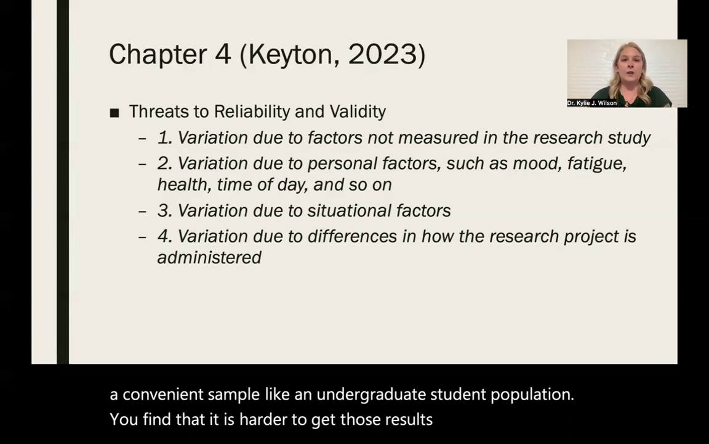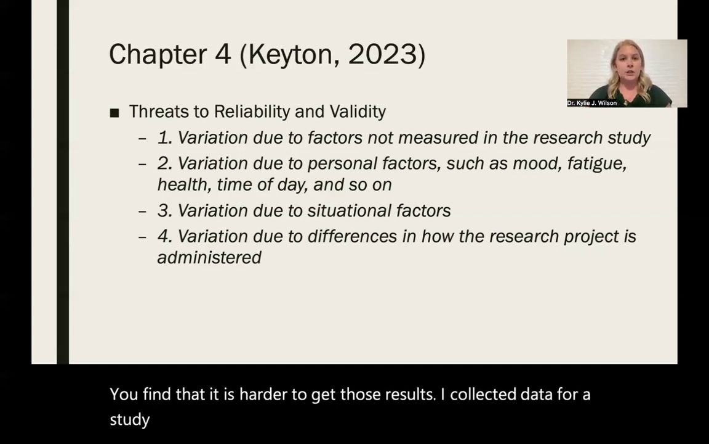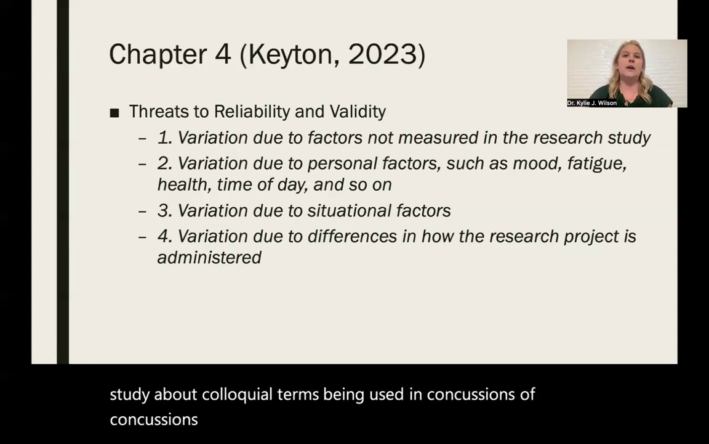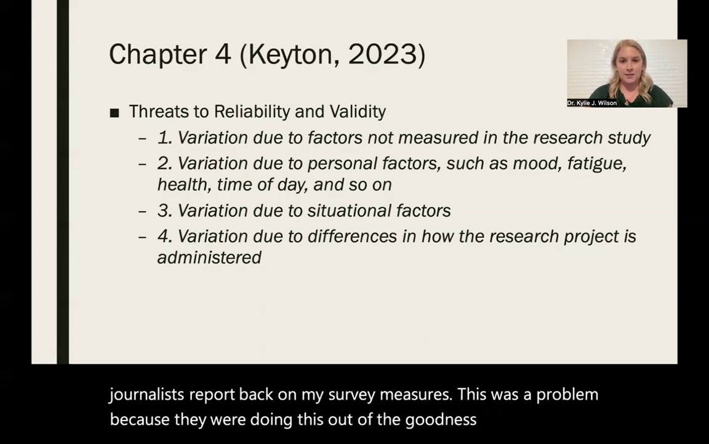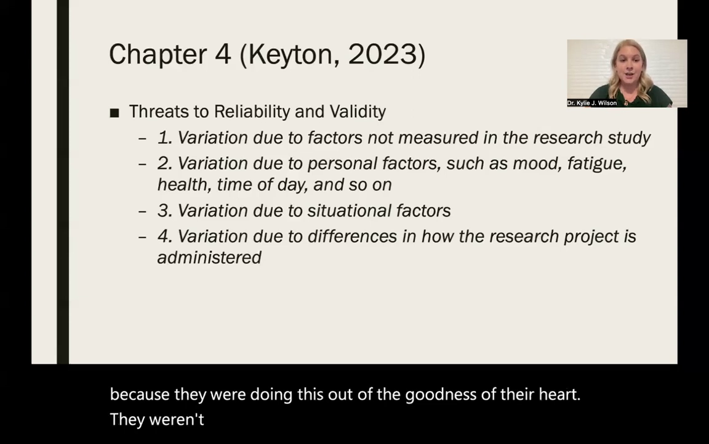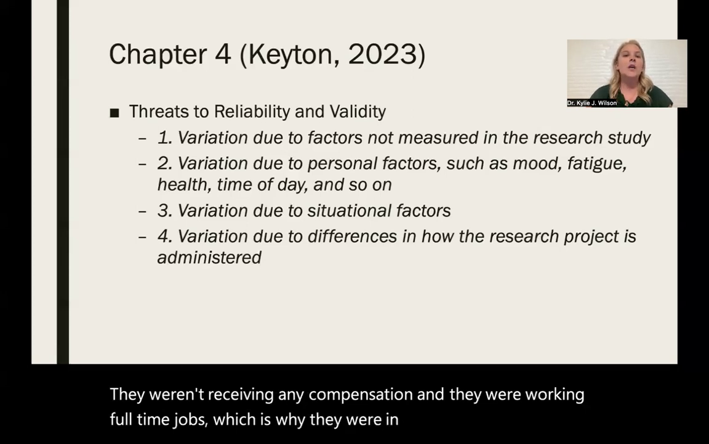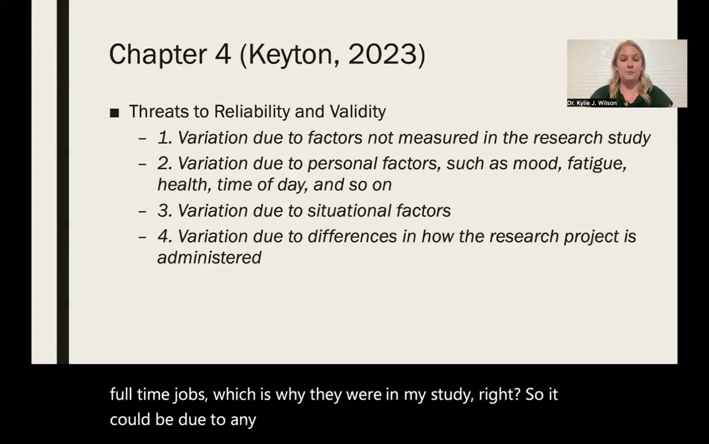I collected data for a study about colloquial terms being used in concussions and head injuries of athletes. And I was asking that journalists report back on my survey measures. This was a problem because they were doing this out of the goodness of their heart. They weren't receiving any compensation and they were working full-time jobs, which is why they were in my study, right? So it could be due to any other factors as well.